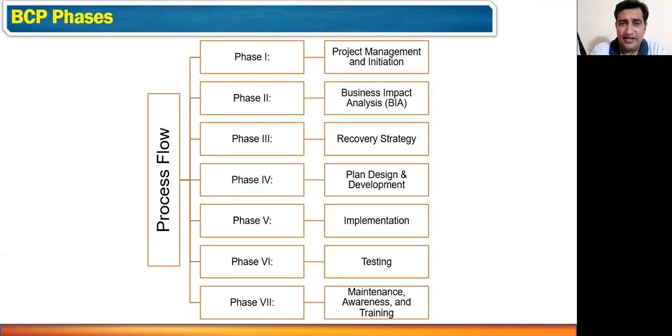Next one is BIA, Business Impact Analysis. We will understand this particular analysis in some further slides. Then recovery strategy. Once you identify what your critical assets are and within how much time you need to recover them, then you will go for the recovery strategy. That means what kind of controls I need to bring in so that I am able to recover fast, as per the requirement of the plan.